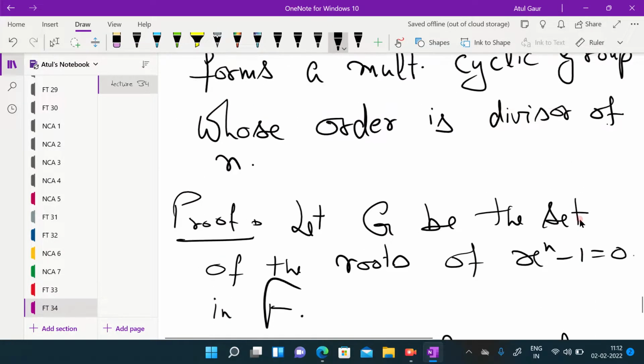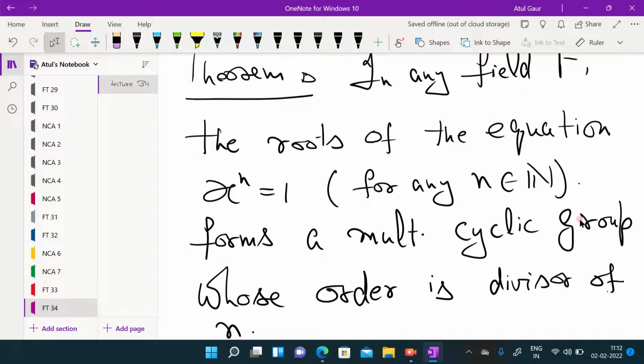so go back to the statement. In any field, the roots of this equation form a multiplicative group. That's fine. And the big thing is, it is cyclic. I want this cyclic group. And whose order is a divisor of n. That's another thing. Right? क्योंकि जरूरी नहीं है ये इक्वेशन f के ऊपर सेपरेबल हो, तो जरूरी नहीं है कि सारे के सारे रूट्स f में हो इस पॉलिनोमियल के. इस इक्वेशन के सारे रूट्स f में हो जरूरी नहीं है. It may not be separable. You may have repeated roots as well.